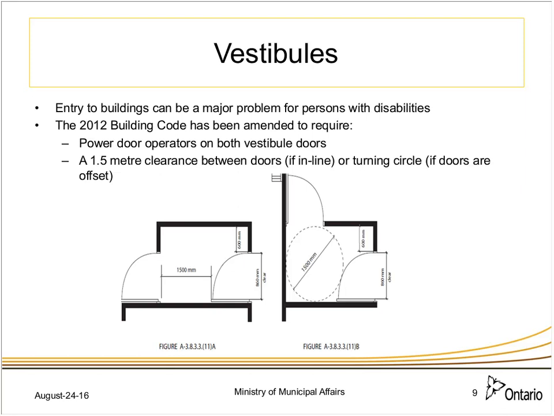One of the other things that will be really of interest to retailers is on slide 9, where we made some changes to vestibules. We had been informed that there were some problems where people got kind of stranded between doors and vestibules. So they made some changes to require that there be powered door operators on both doors and a 1.5 meter clearance. That's the minimum turning radius for a wheelchair.